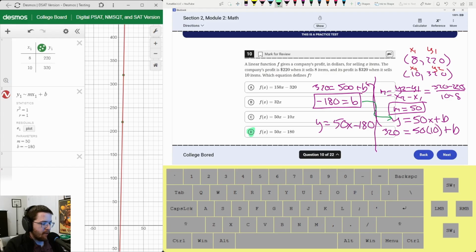And before I jump to the final answer, I'm going to translate these parameters to an equation. So m is 50, b is negative 180. So y equals 50x minus 180. And you see that perfectly replaces my regression, and it goes through the 2 points. So it seems like we did a good job.